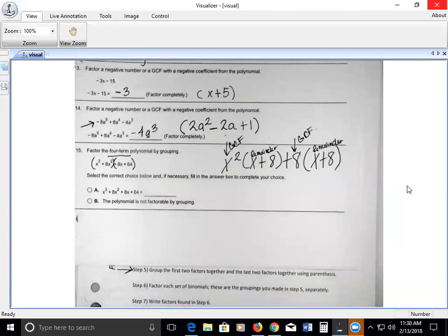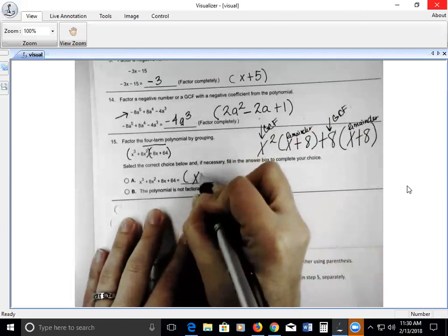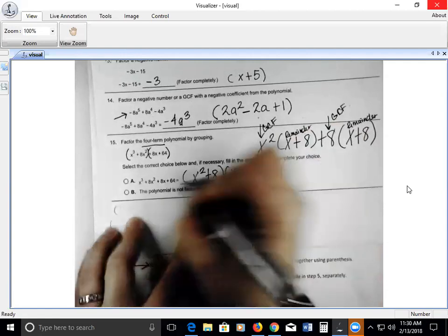So how do we represent it in factorial representation? You're only going to need to represent the remainder one time. Okay? You're going to take your GCF from the first grouping, and pair it with the GCF from the second grouping by placing parentheses around them. That's the first set of parentheses, and the second set of parentheses is going to be your remainder displayed one time. So factorial form is going to be x squared plus 8 times x plus 8.